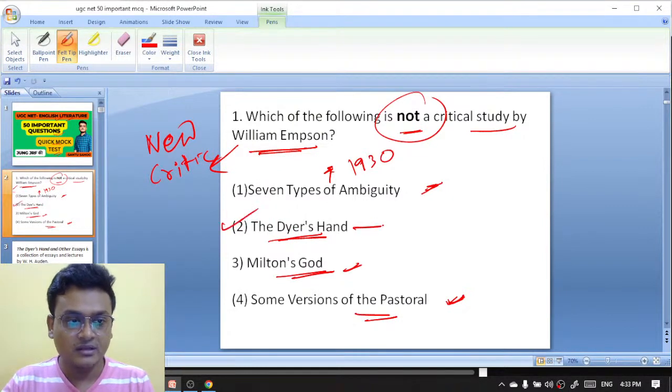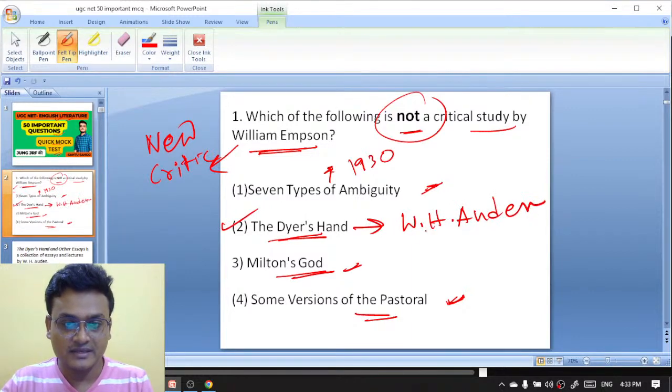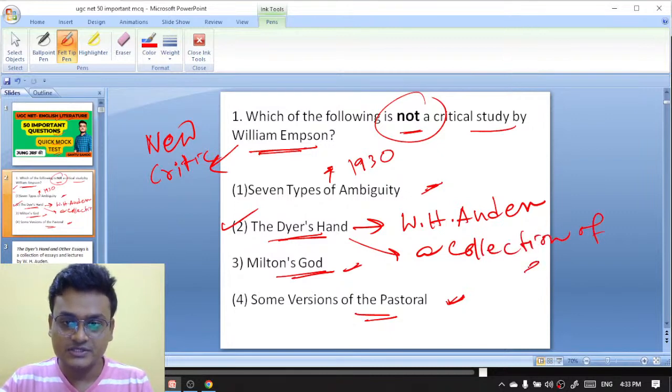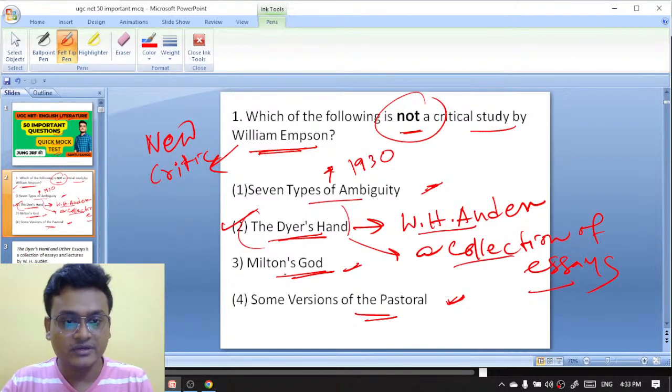Rather, it was written by W. H. Auden. Auden wrote this work, The Dyer's Hand, which is actually a collection of essays. So The Dyer's Hand is a collection of essays by W. H. Auden, while Seven Types of Ambiguity, Milton's God, and Some Versions of Pastoral are important works by the New Critic William Empson.